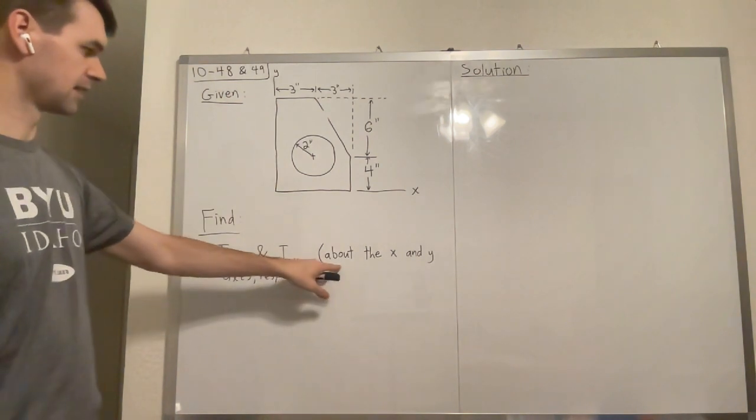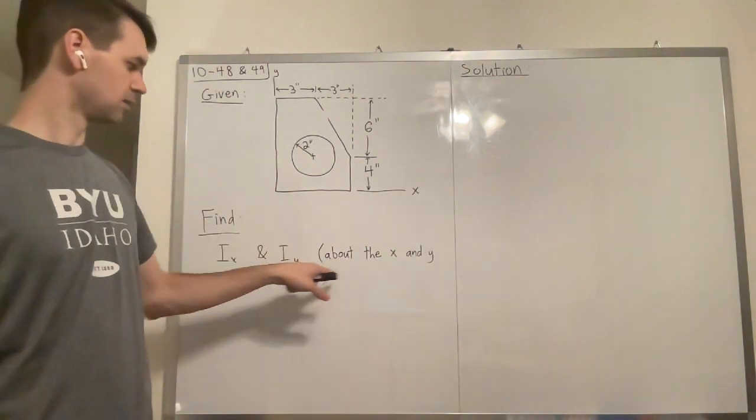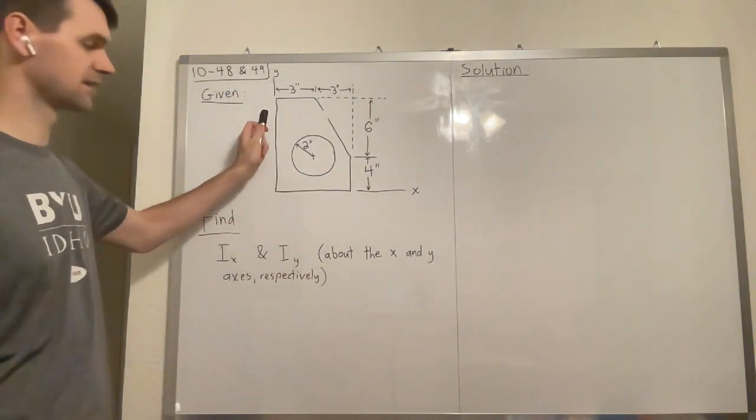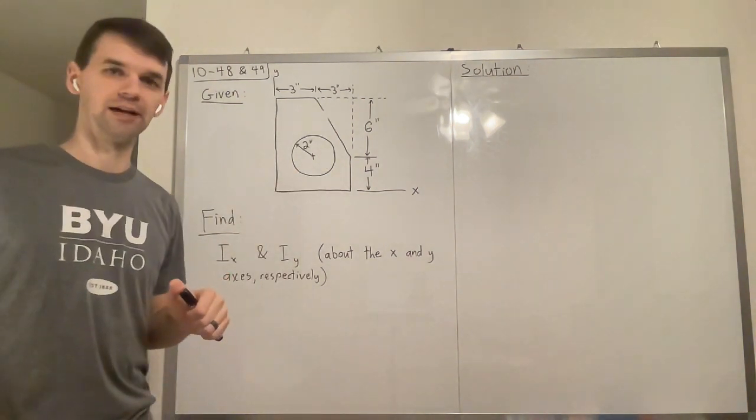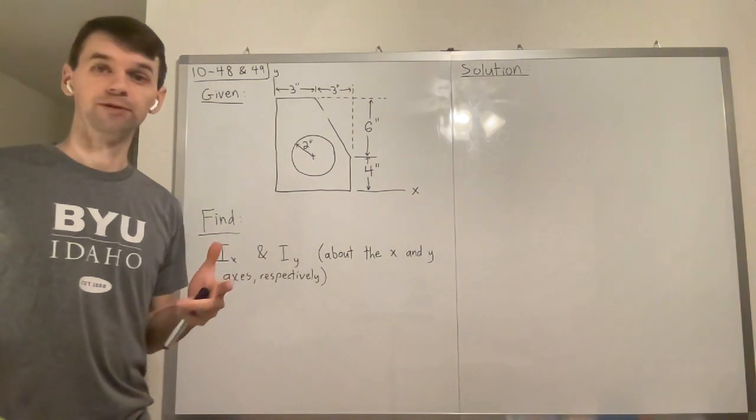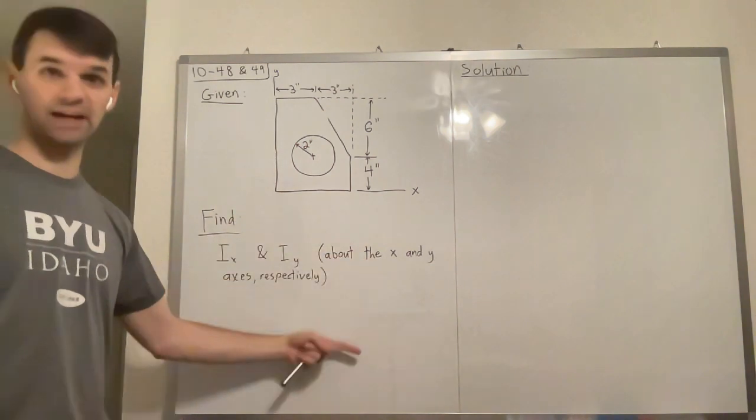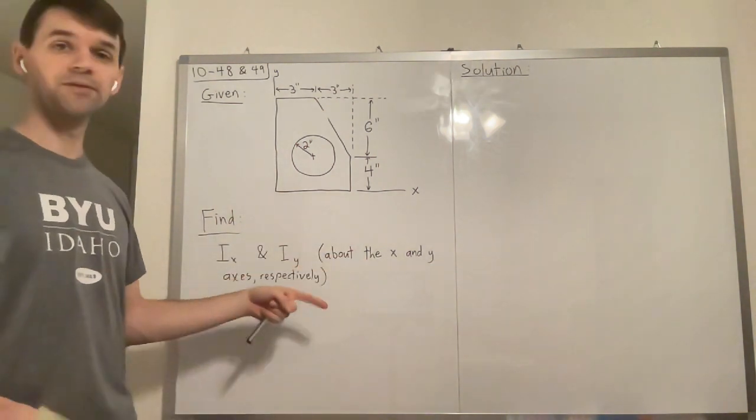And it's important to note that we're finding the moment of inertia about the x and y axes, the actual x and y axes. Obviously, if we can find the moment of inertia about any axis, we could find it about the centroid of the shape. We could find it about the axis way down here. And the answer will change, right?